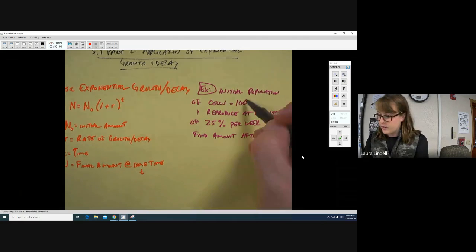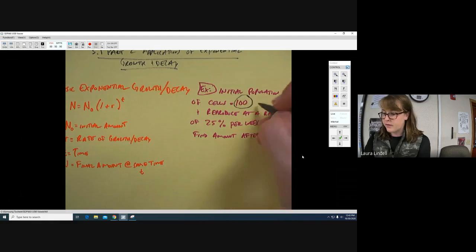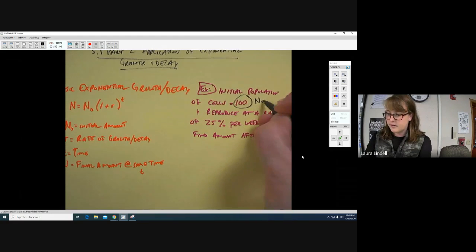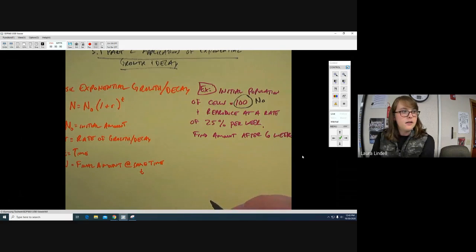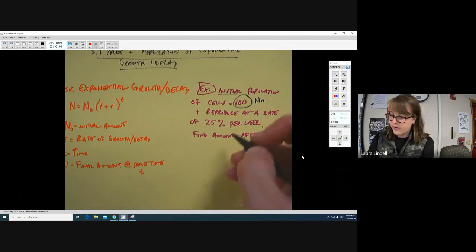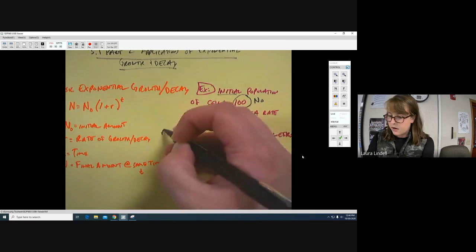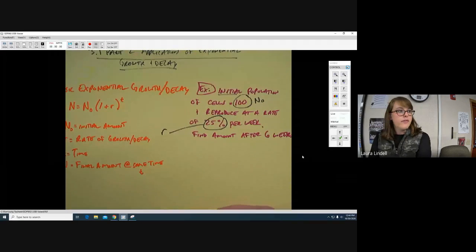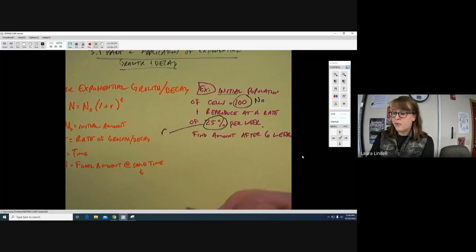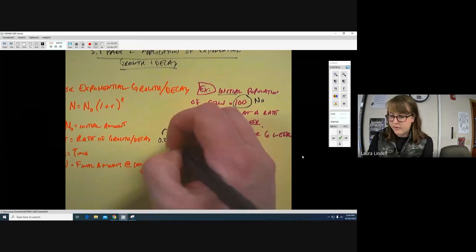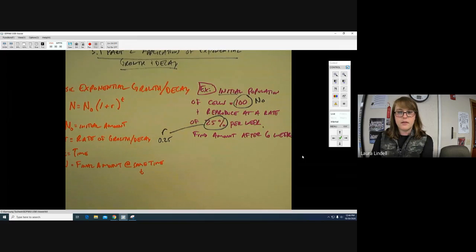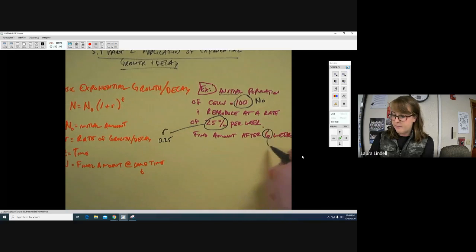So it says the initial population of cells was 100, so that's going to be our N naught. That's our initial amount. And we know they reproduce at a rate of 25% per week, so that's going to be R. And 25%, we usually want to express as a decimal. So remember, 25% as a decimal would be 0.25. And then the amount after 6 weeks, that's going to be time.